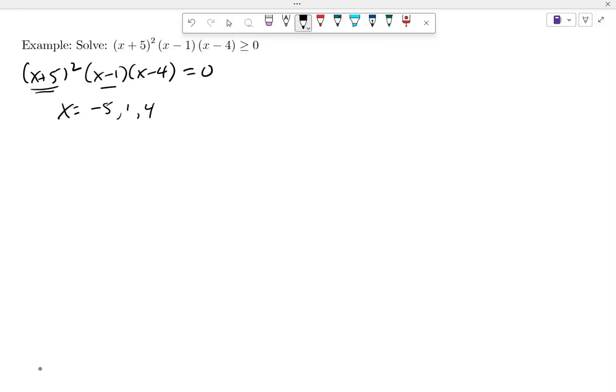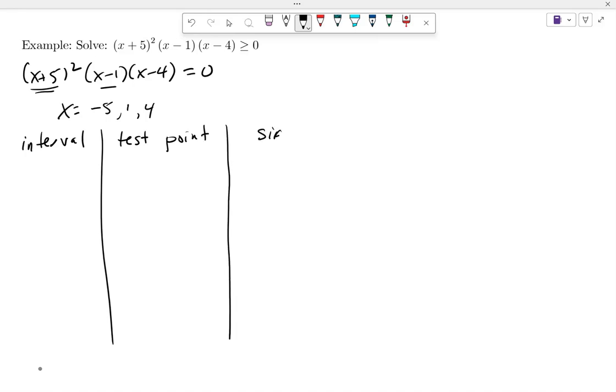All right. So we're going to use that idea with the intermediate value theorem. So what we're going to do is set up a table. Okay. So my table here, I'm going to use an interval. I'm going to have a test point. And I'm going to have a sign of the function.